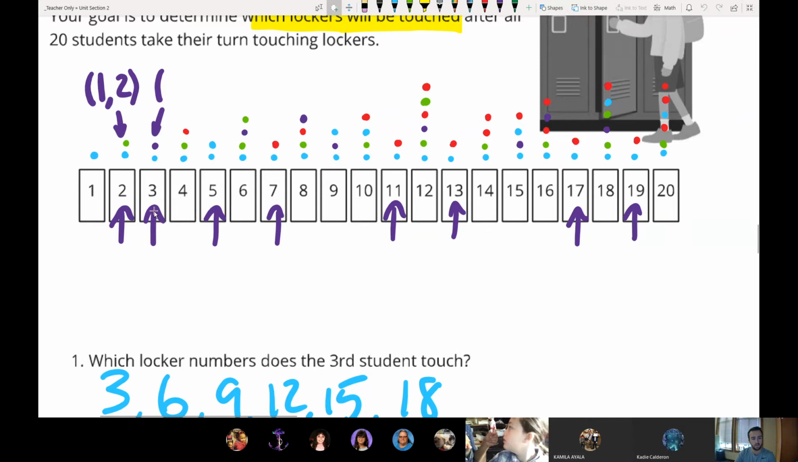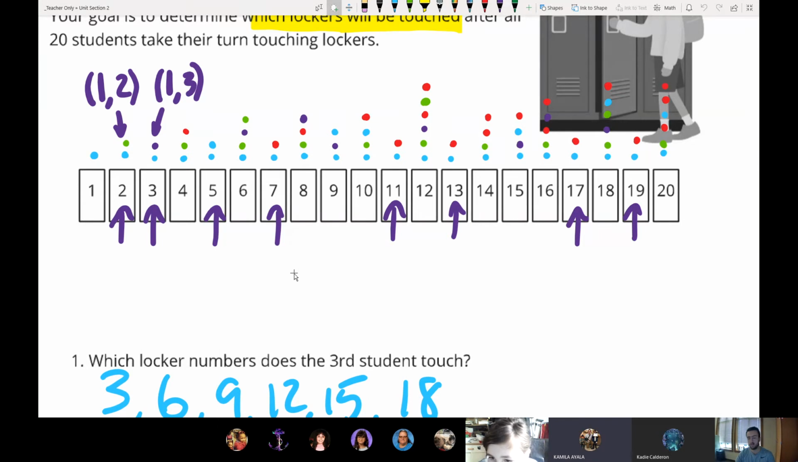So if we're looking at the third locker, the first student touched it because they touched every single locker. So I can put a 1 there for the first student. And then the third student touched it as well because they started on the third locker, put a dot on it, and skip counted the rest of the way. So the first and the third student touched the third locker.